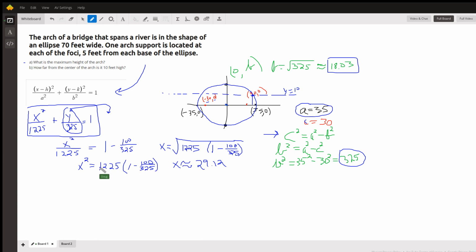Of course, we could take the square root of 1225. We know that's equal to A, and maybe write it this way: x is 35 times the square root of 1 minus 100 over 325. And you could even simplify that a little bit. But if you have a calculator, there's what it is right there, 29.12.